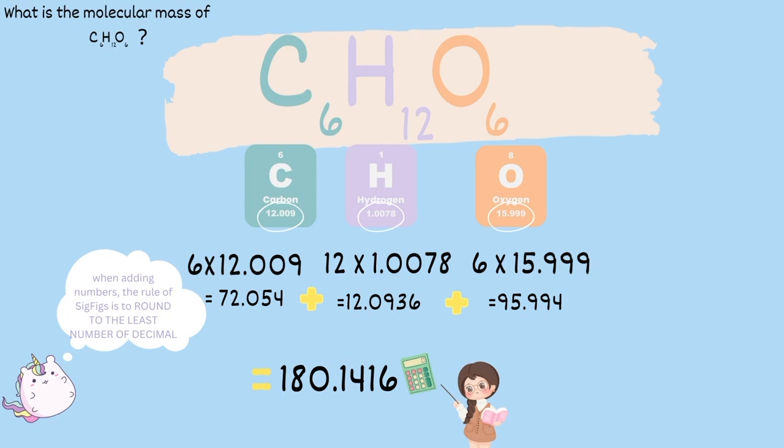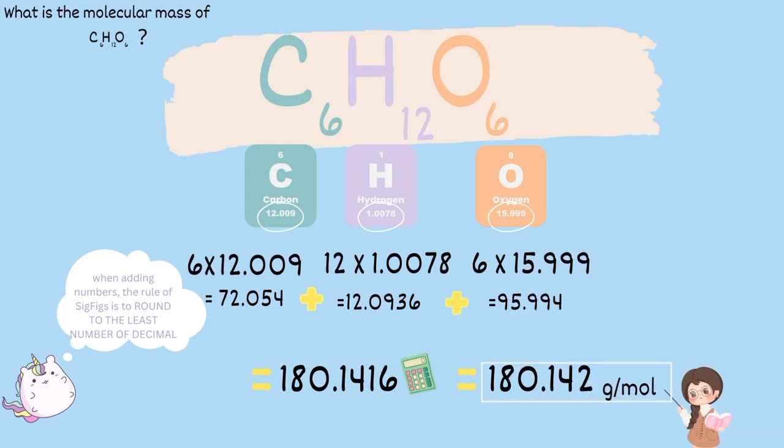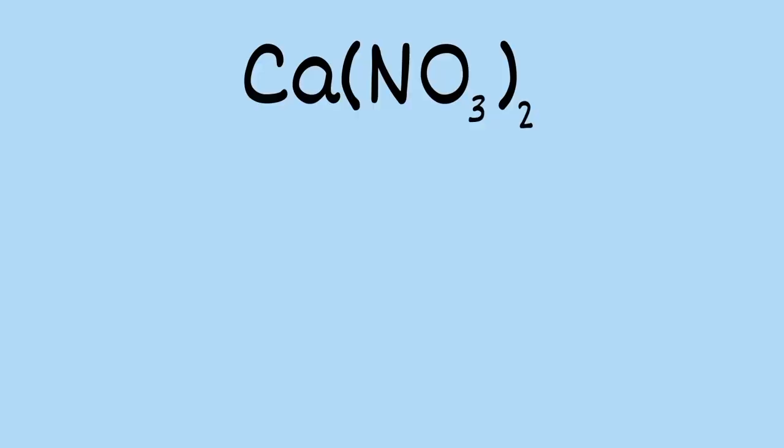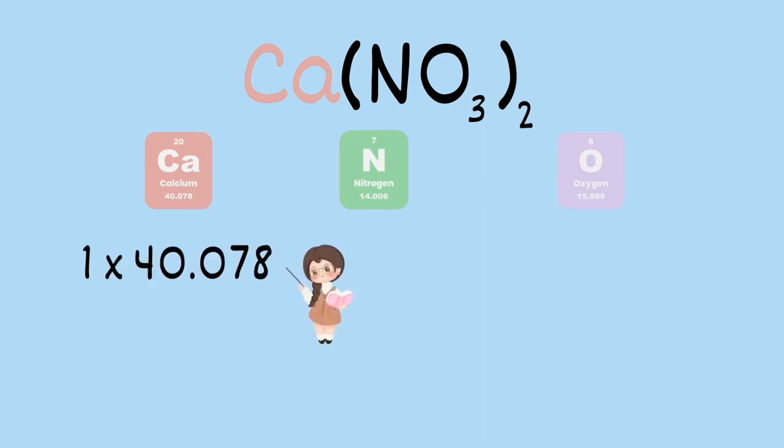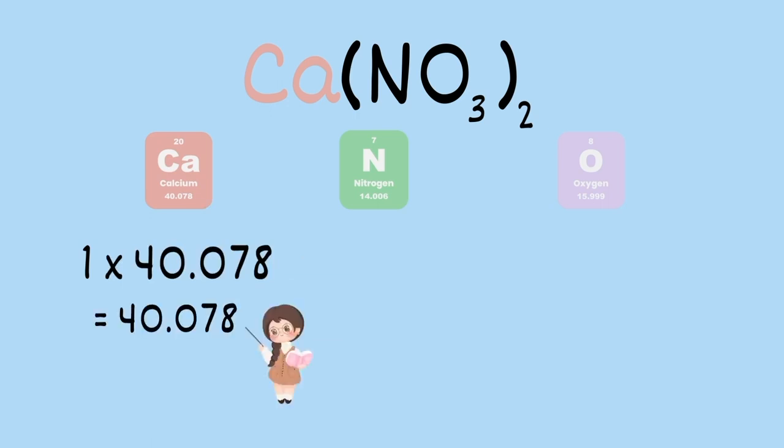And that's the correct number of sig figs. So we're going to round up to 180.142 grams per mole, and that's our answer. Let's find the molecular mass of calcium nitrate. First, we get our elements off the periodic table, and then we identify the masses one element at a time. Calcium has no subscript, so there is only one calcium in the compound. So we're going to write 1 times the molar mass, 40.078, and this gives you 40.078.